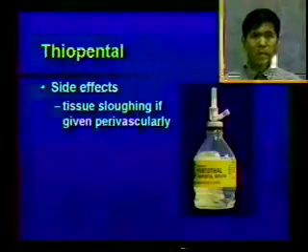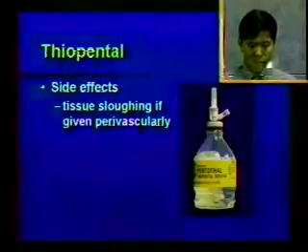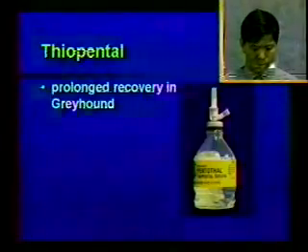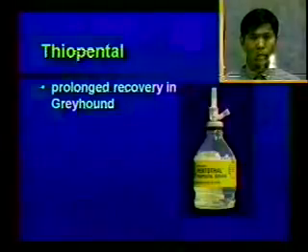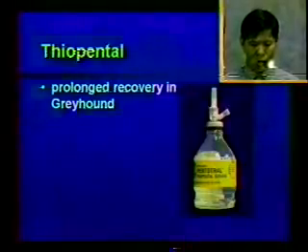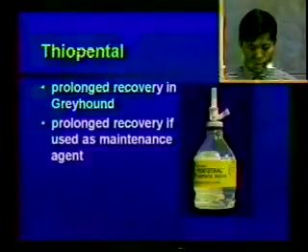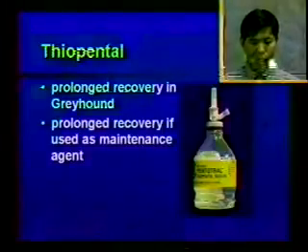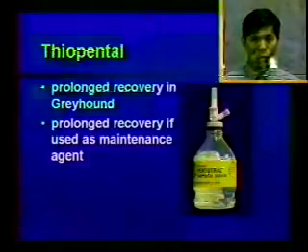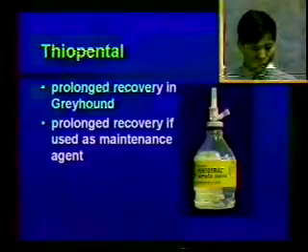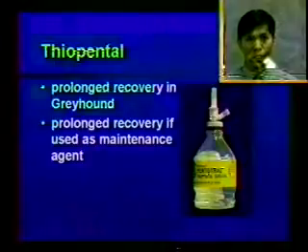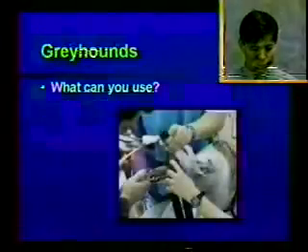If you give Thiopental perivascularly, it can cause sloughing of tissue. Thiopental is also known to cause prolonged recovery in Greyhounds. And if you use Thiopental as a maintenance agent, you expect prolonged recovery. It could be 24 hours. So we don't use Thiopental to maintain anesthesia because of that.